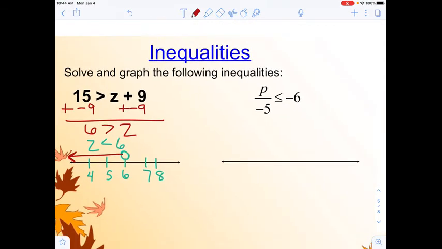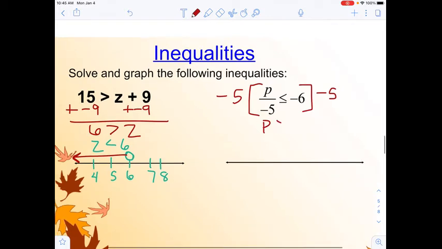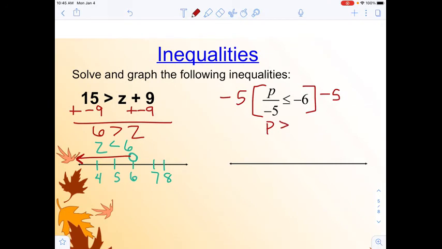The next one says p divided by -5 is less than or equal to -6. So remember, to get rid of that divided by -5, we're going to multiply both sides by the denominator. So multiplying both sides by -5. That leaves us with p is, and then whenever we multiply or divide by a negative number, our sign flips. So instead of less than or greater than, this changes to greater than or equal to.